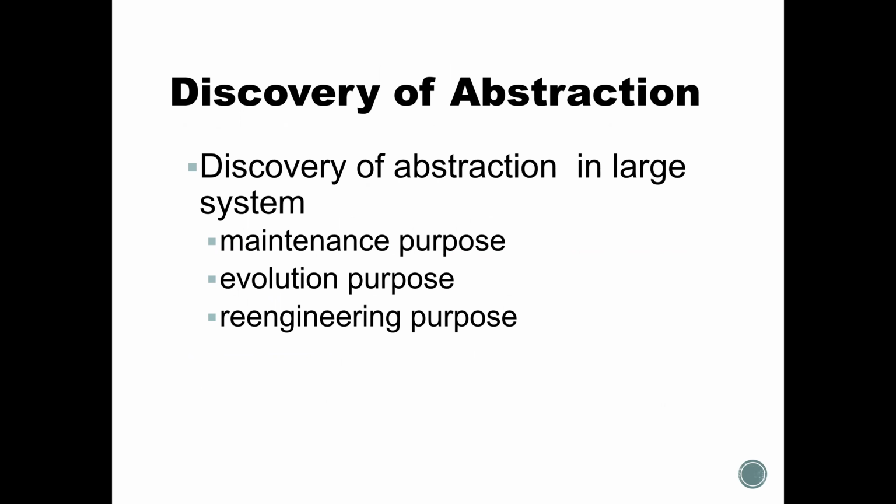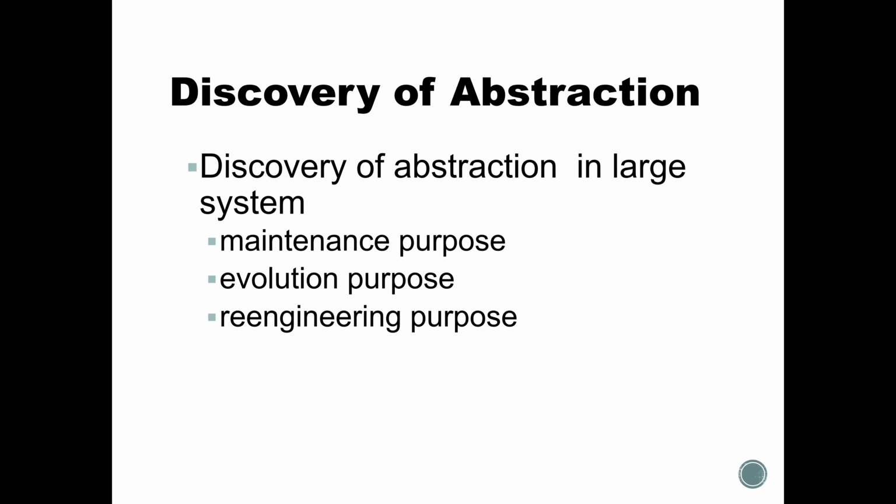So discovery of abstraction, like I said, abstraction level refers to the different levels of detail and complexity that we are going to use to represent a software system or a component or an object that is being used in that particular software system. So discovery of abstraction in large systems we are going to do, and why we want to achieve this abstraction is first for maintenance purpose, second for evolution purpose, and third for re-engineering purpose.